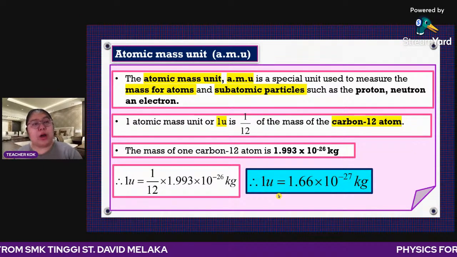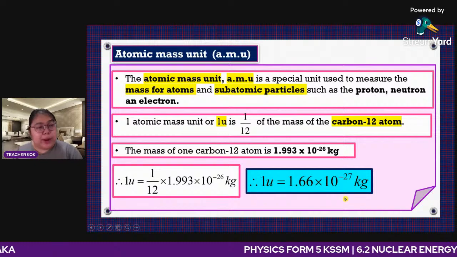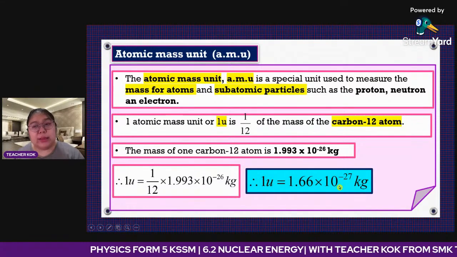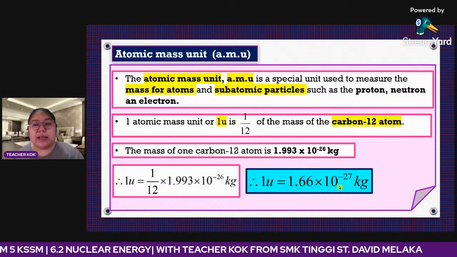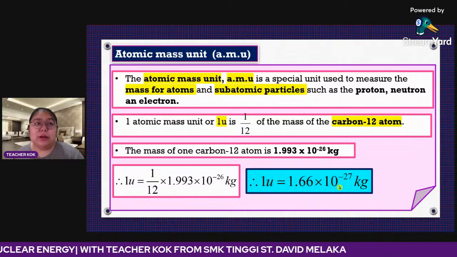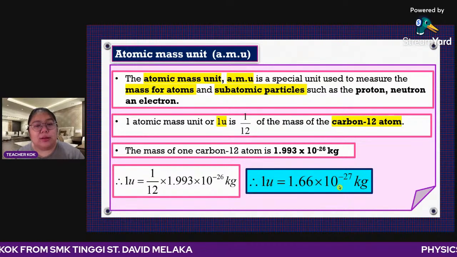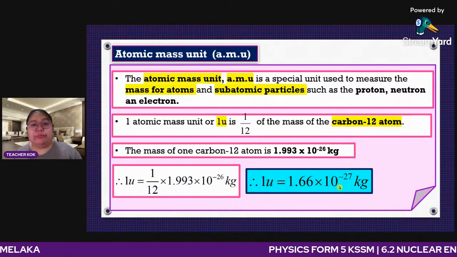AMU, I want to convert to kilogram. What do I need to do? I need to multiply by 1.66 times 10 power of negative 27. Okay, this number, how do we get it? That's from carbon. It is 1 over 12 smaller than the carbon. So this one we call an atomic mass unit.